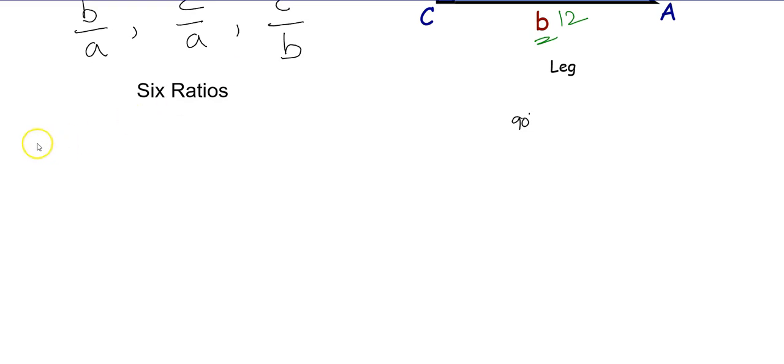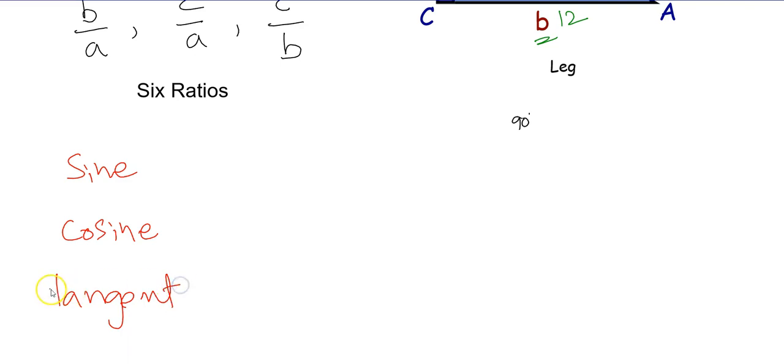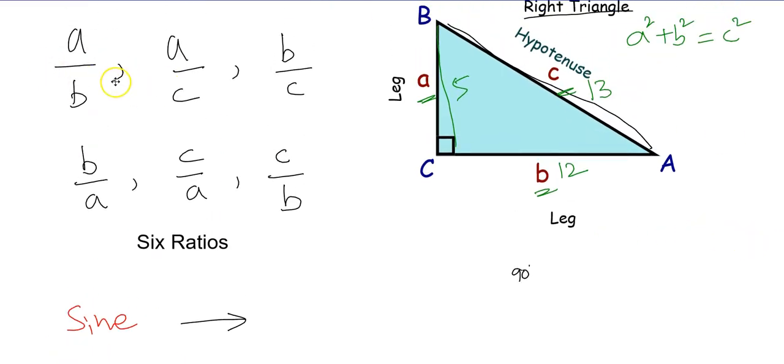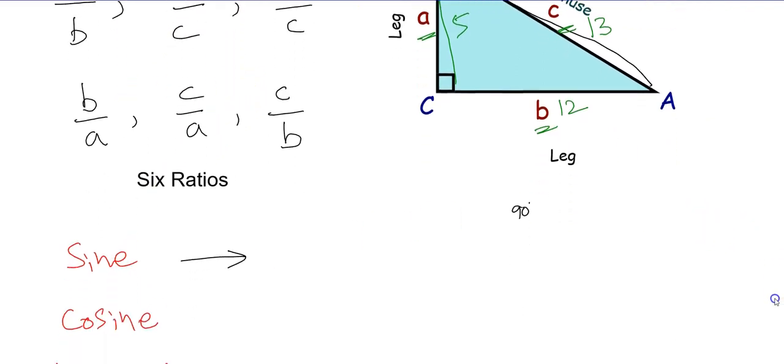We have sine, that is the first trigonometric ratio. Then you have cosine, that is the second trigonometric ratio, and the third one is tangent. These are the three basic trigonometric ratios. So out of those 6 ratios which we have here, 3 of them are named sine, cosine and tangent.